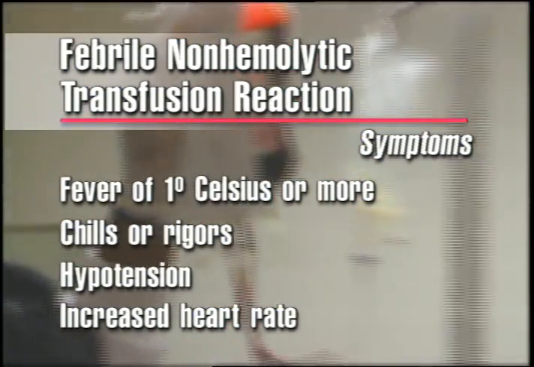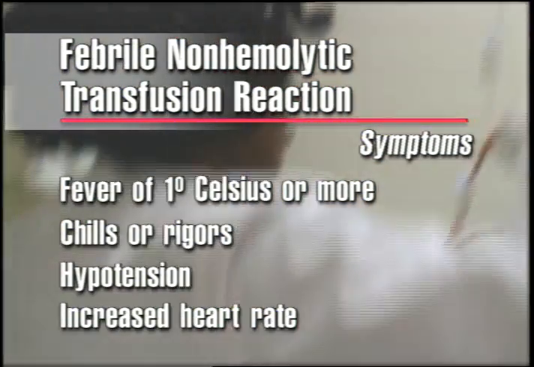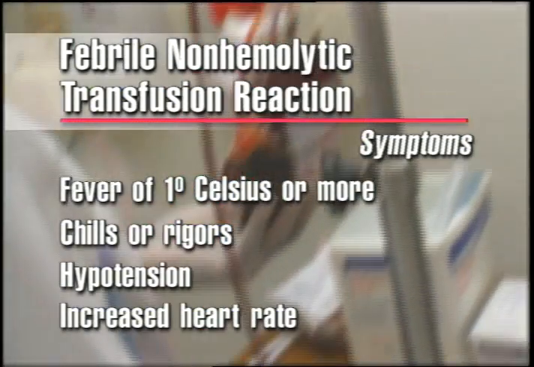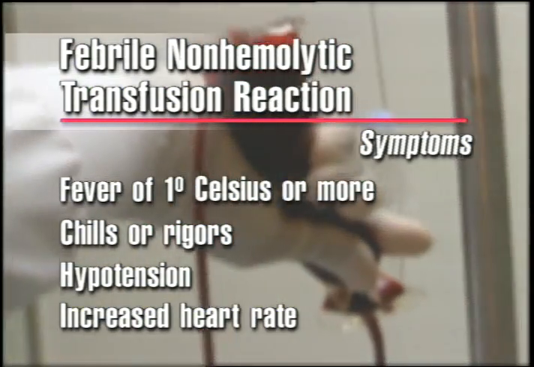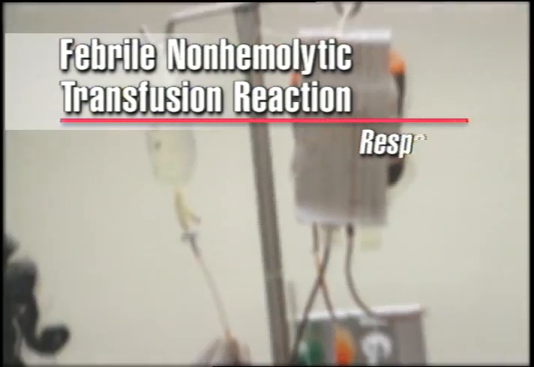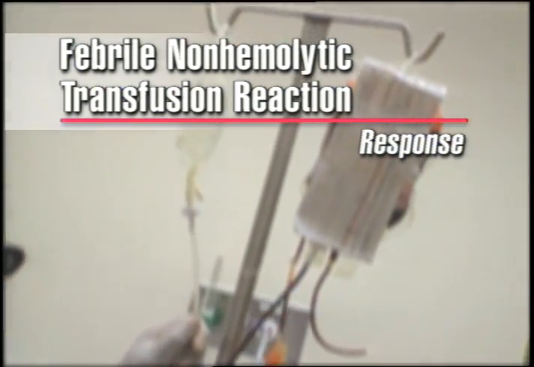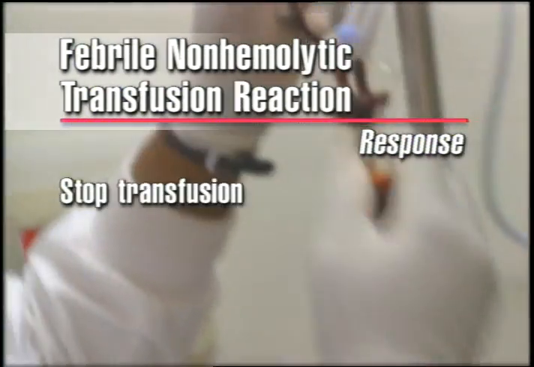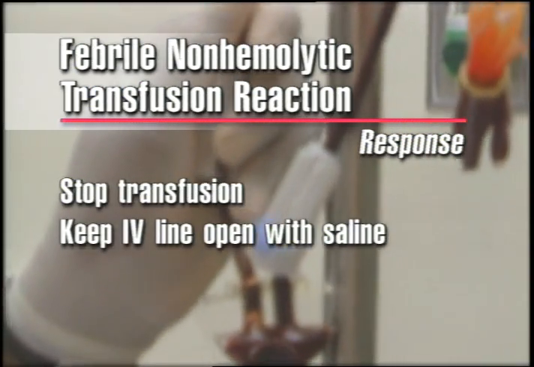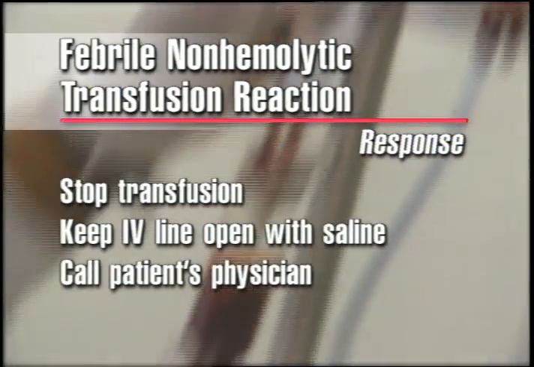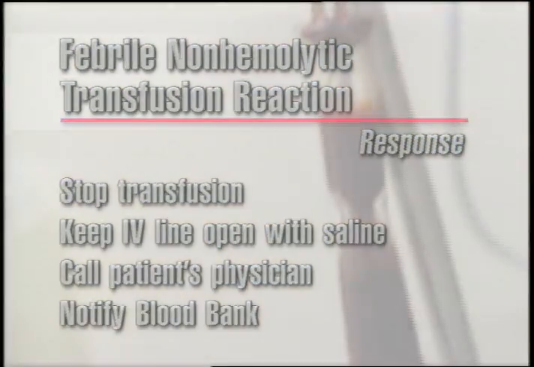The symptoms are often so mild and nonspecific that febrile non-hemolytic transfusion reaction is generally diagnosed by the exclusion of other problems. Other etiologies for the increased temperature must always be considered. For example, the fever may be due to bacterial infections, medication, or post-surgical. Although you have to consider many other possibilities, whenever you suspect a transfusion reaction, stop the transfusion, keep the IV line open with saline, notify the patient's physician, and notify the blood bank.